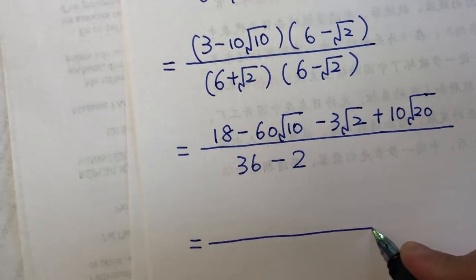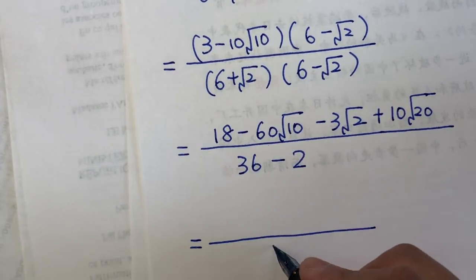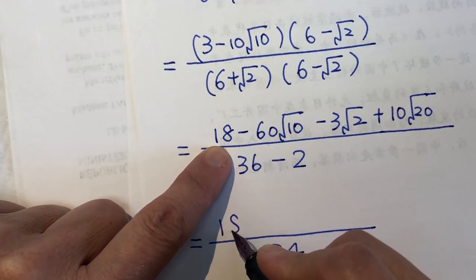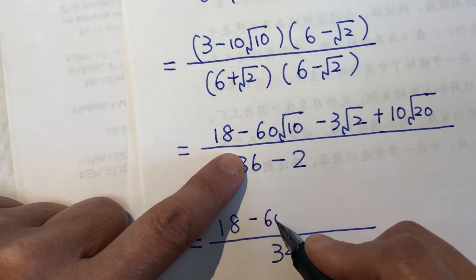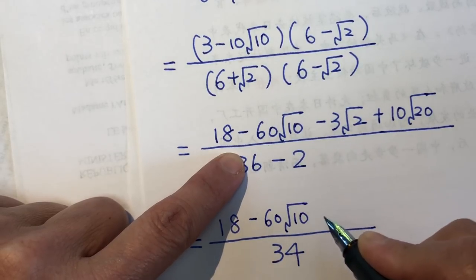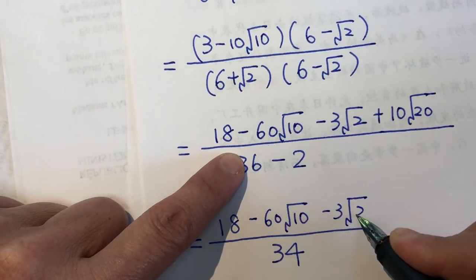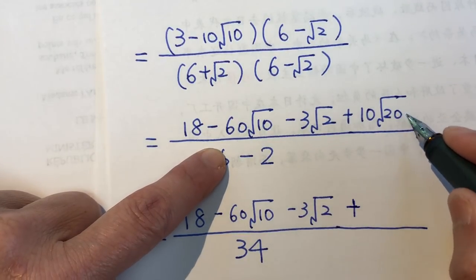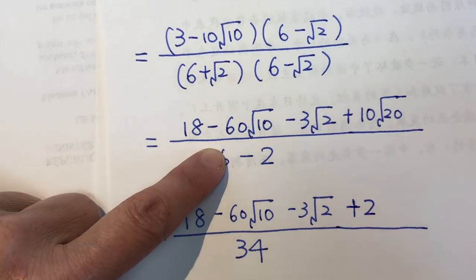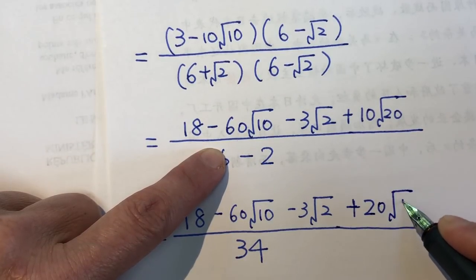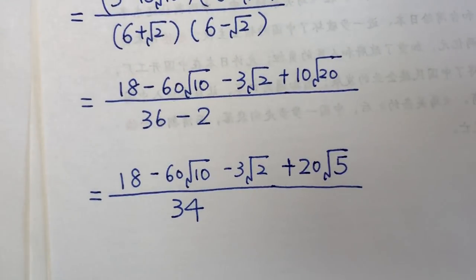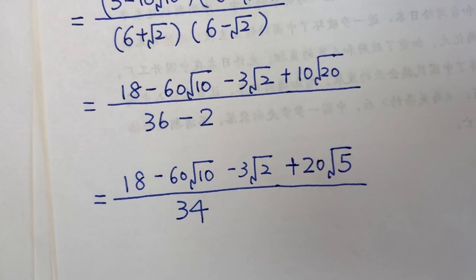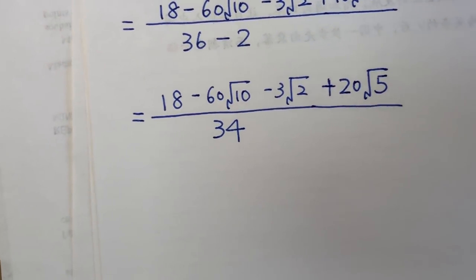Okay, 36 minus 2 is 34 on the bottom, 18 minus 60 square root of 10 minus 3 square root of 2 plus, we can take 4 times 5, so 2 comes out, becomes 20 square root of 5. And that is as good as it gets. Nothing better than that. Okay, number 6.